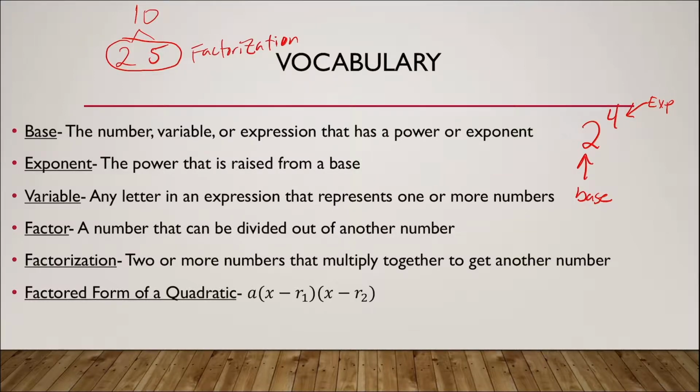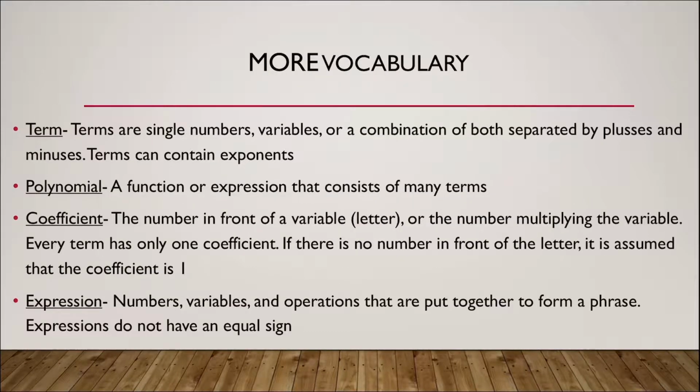We have the factored form of a quadratic: a multiplied by the quantity x minus r sub 1, multiplied by the quantity x minus r sub 2. We have terms, our single numbers, variables, or combinations, separated by pluses and minuses. That's the key point there. Remember, terms can contain exponents. Polynomials are a function or expression that consists of many terms. The prefix poly means many, and nomial, many numbers.